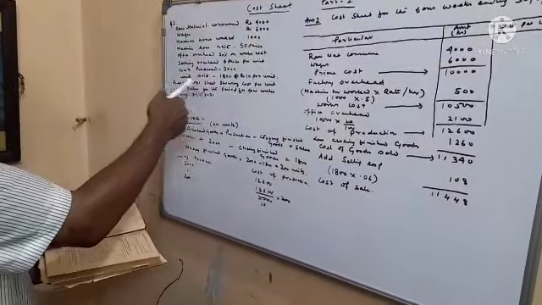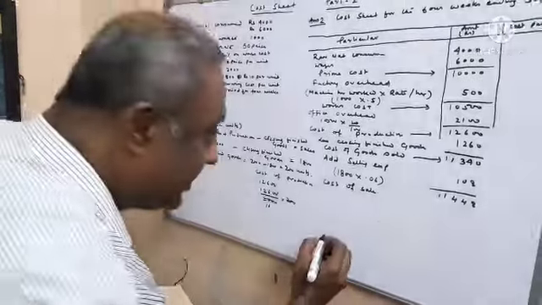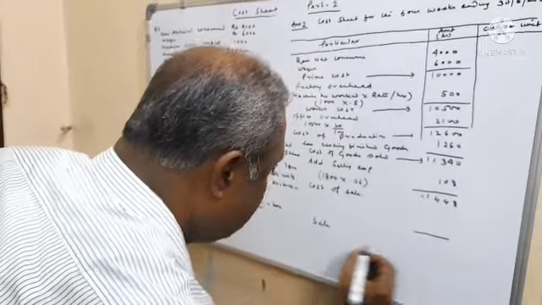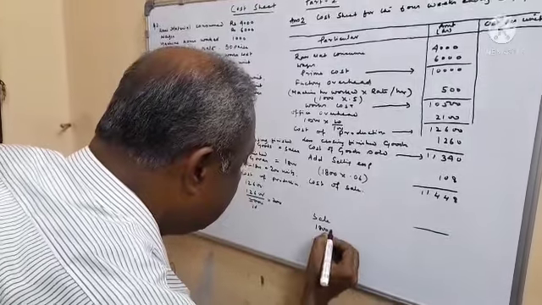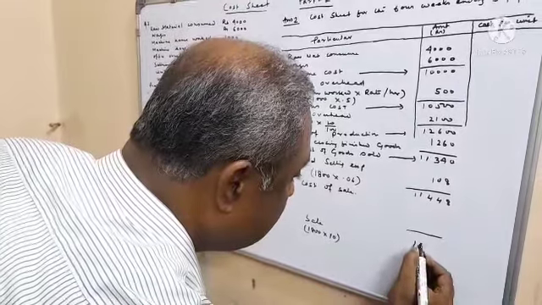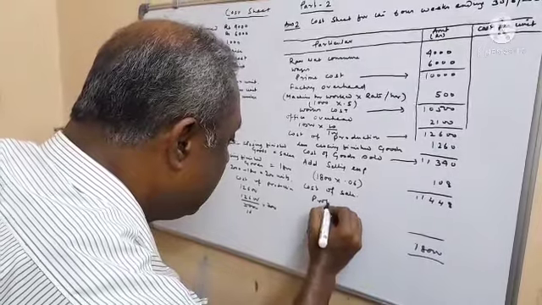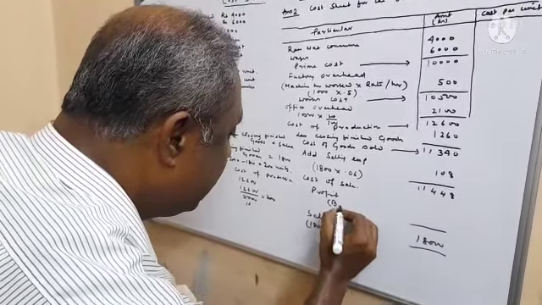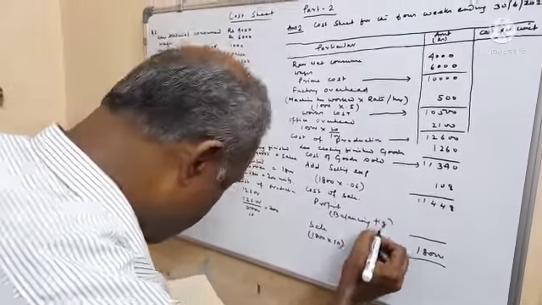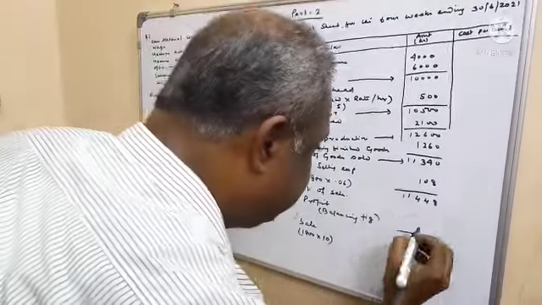Profit. Selling price given 10 per unit, number of units sold 1,800. So sale 1,800 into 10, result will be 18,000. Profit will be balancing figure. Balancing figure 6,552.